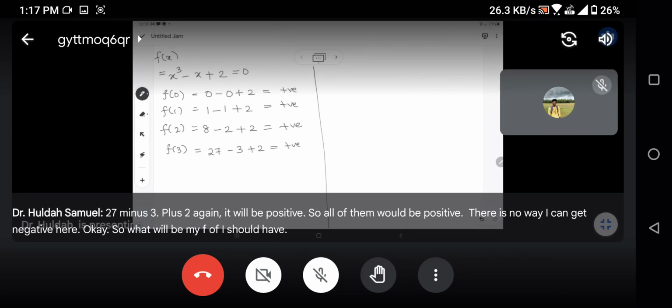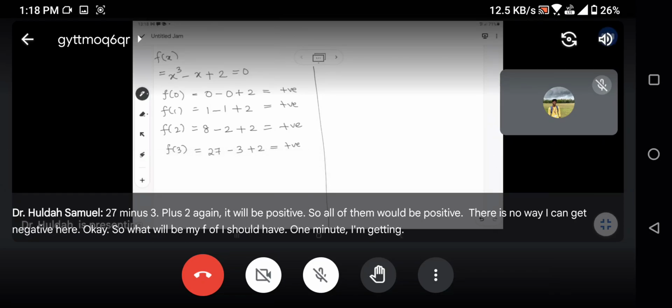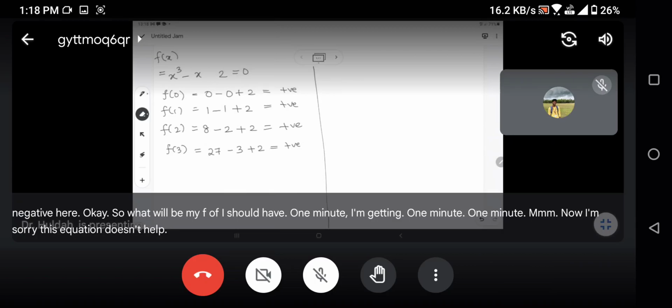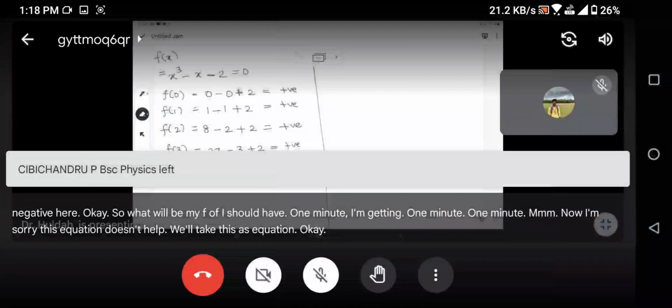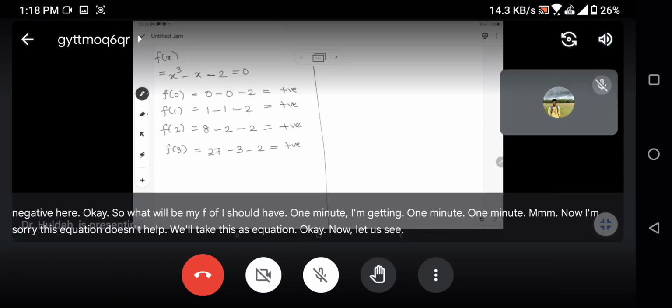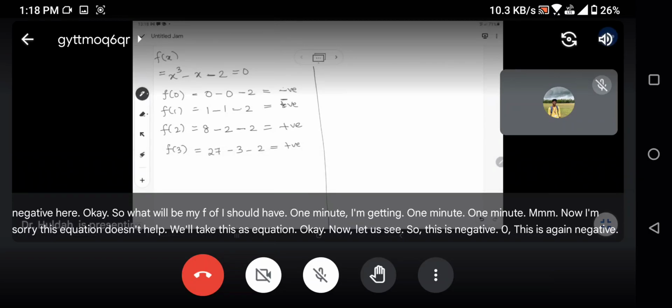Sorry, this equation doesn't help. We'll take this as the equation instead. Now let us see. So this is negative, 0, this is again negative, and 8 minus 2, 6 minus 2, positive.